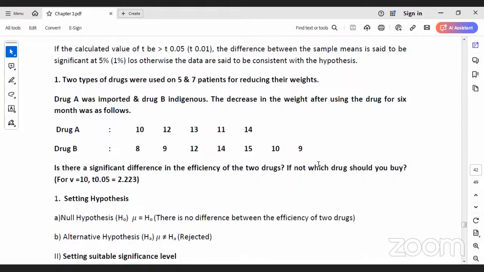For V1, for V is equals to 10, T at 0.05 is equals to 2.223. So V is equals to 10 అని ఎలా వచ్చిందంటే N1 plus N2 minus 2. Okay, so 5 plus 7 how much? 12. 12 minus 2, that is 10 only. 10 దగ్గర 2.223 ఉందట.